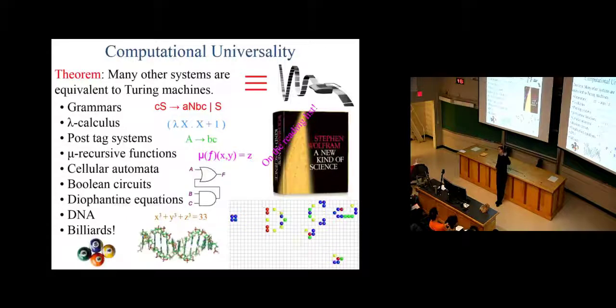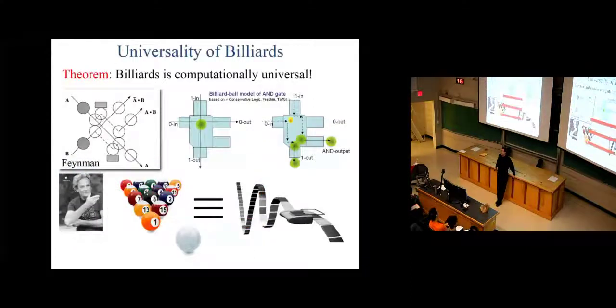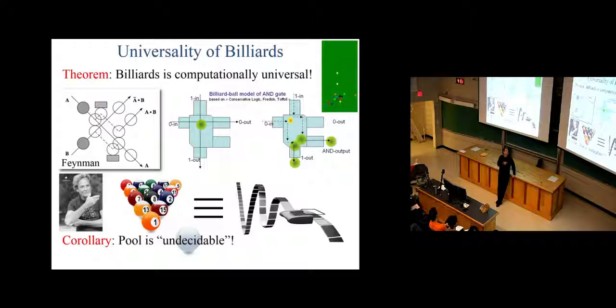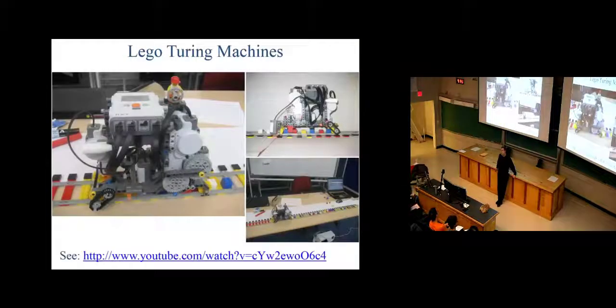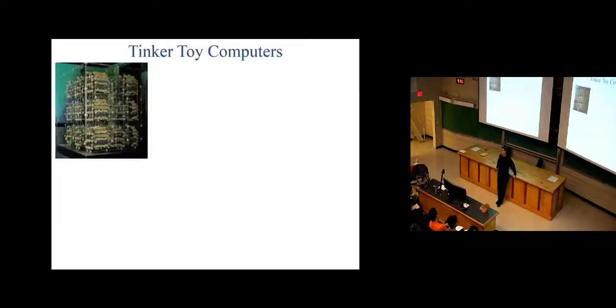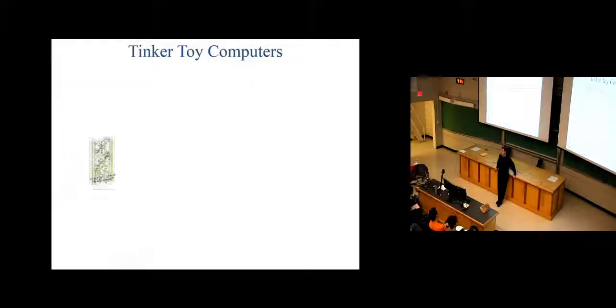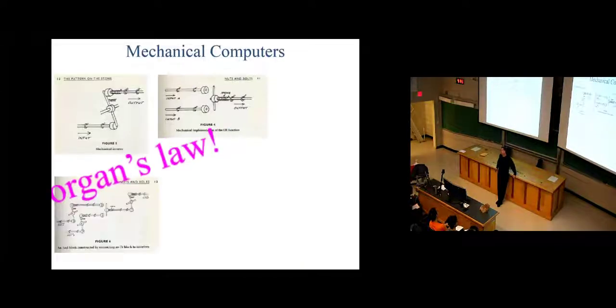Turns out you can also compute with gravitational systems and billiards and many other things. Richard Feynman famously showed that you can have billiard-based computers. We can have AND, OR and NOT gates using billiard balls, and the collisions between them will basically simulate arbitrarily complex computations. Again, that's not that surprising given Turing's work. And you can even implement computers using Tinker Toys or Lego or Meccano or even nuts and bolts.